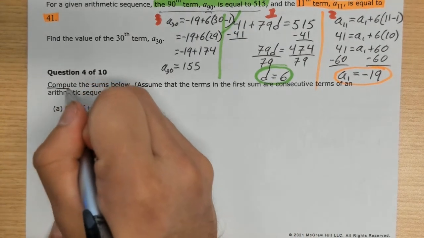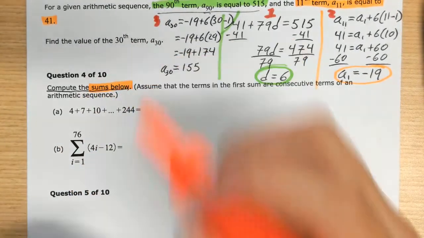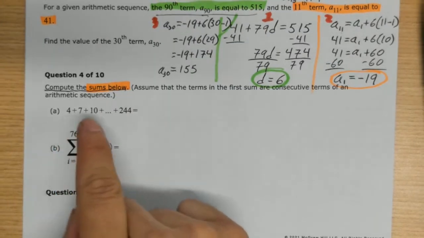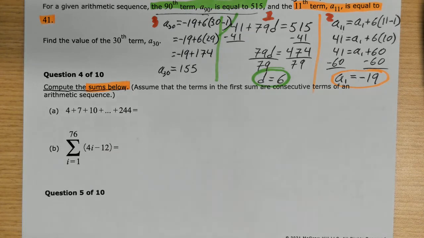It's telling me to compute the sum of all, so technically this problem is asking me to add 4 plus 7 plus 10 plus all of those numbers in between, up to plus 244. You can keep adding the difference until you get to 244. That is true, but do you know how many terms there are in between? You can keep guessing, but it may take you a very long time.